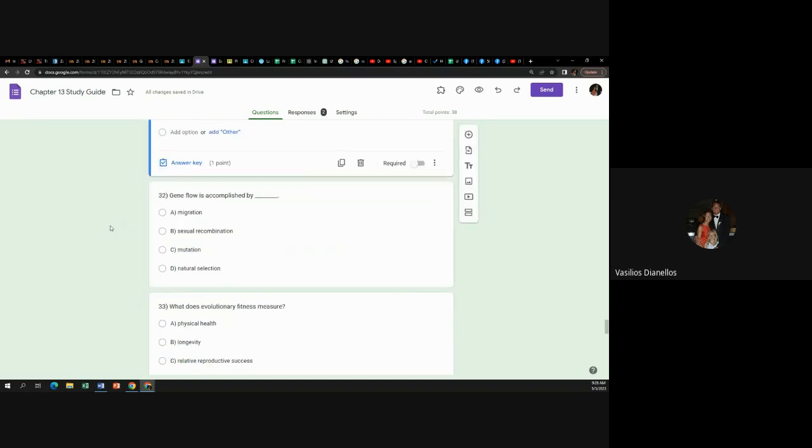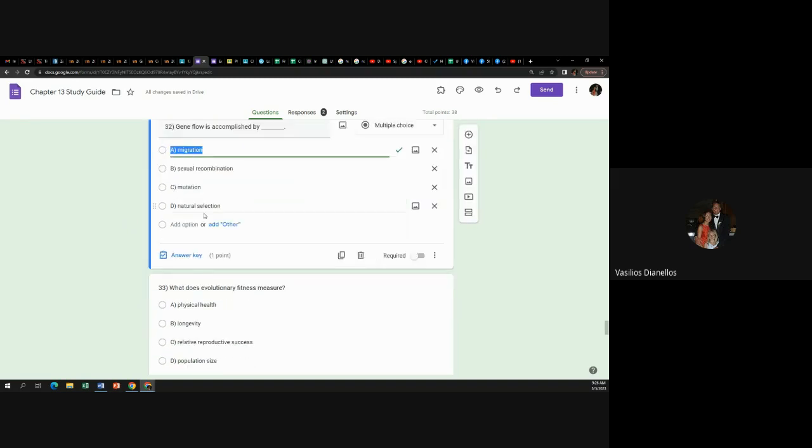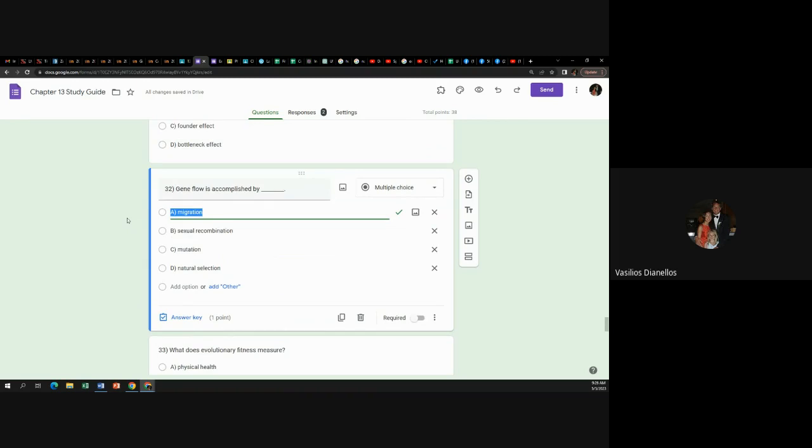Gene flow. What's in the name? It's accomplished by what? Migration, right? Genes flowing in and out of a population as organisms migrate into or out of that population. Pretty simple. Any questions about that?